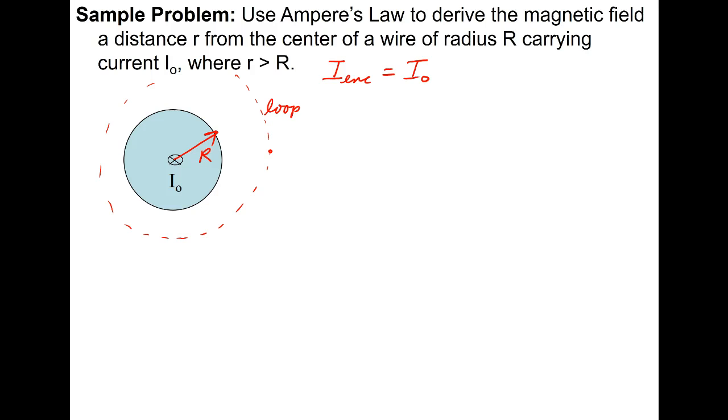it's not a surface anymore. It's not a sphere like Gauss's law. It is a loop. So it's just a circle. And you just think about how much current is inside of that loop. Well, it's just I naught.